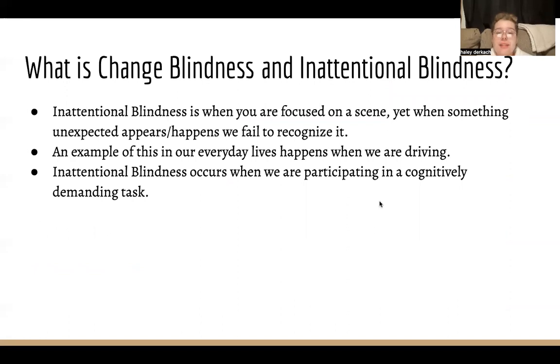Inattentional blindness is when you're focused on a scene, yet when something unexpected happens or appears, we just don't recognize it. An example of this in our everyday lives is when we're driving. Have you ever gotten on your phone? Oh, you got a text and, oh, you didn't see something on the road. For example, you blow through a stop sign because you weren't able to pay attention to that new item in the road or on the street. This is something that occurs when we're participating in a cognitively demanding task, something that wants all of our attention.